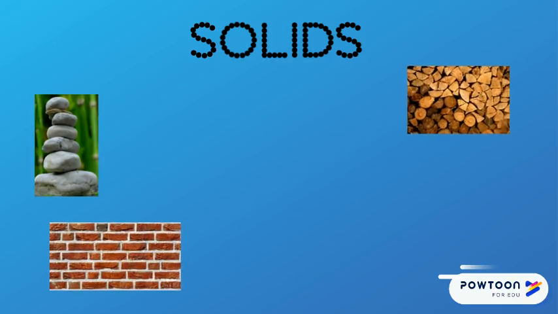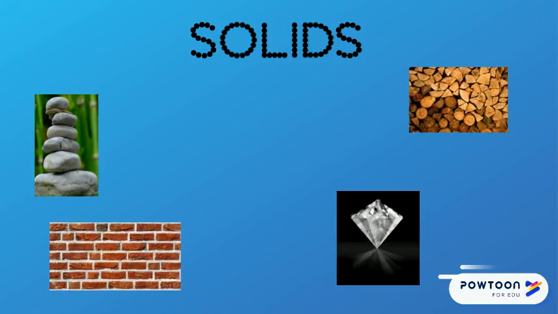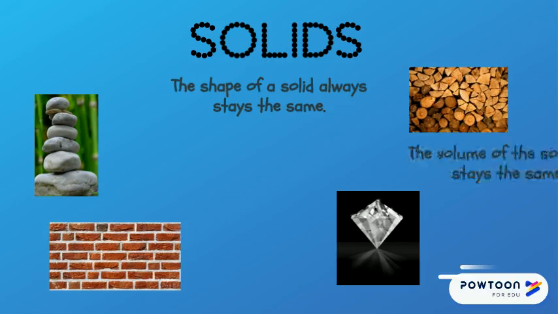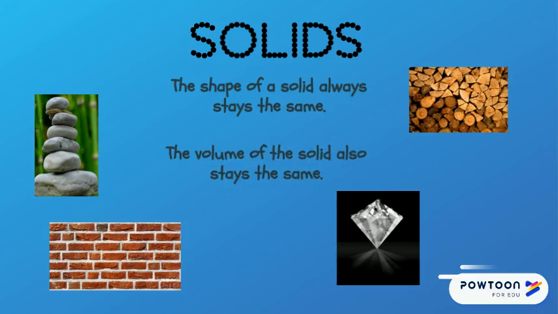Solids. Rocks, bricks, logs and diamonds are all examples of solids. The shape of a solid is fixed. That means it always stays the same. The volume, which is the amount of space the solid takes up, also stays the same.